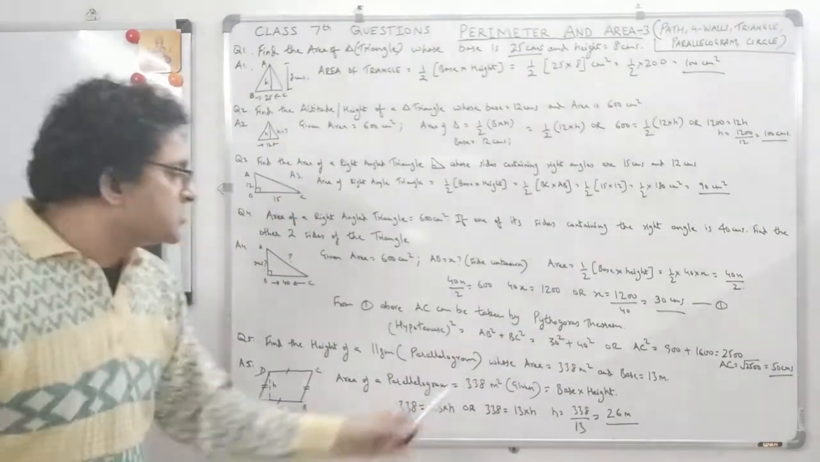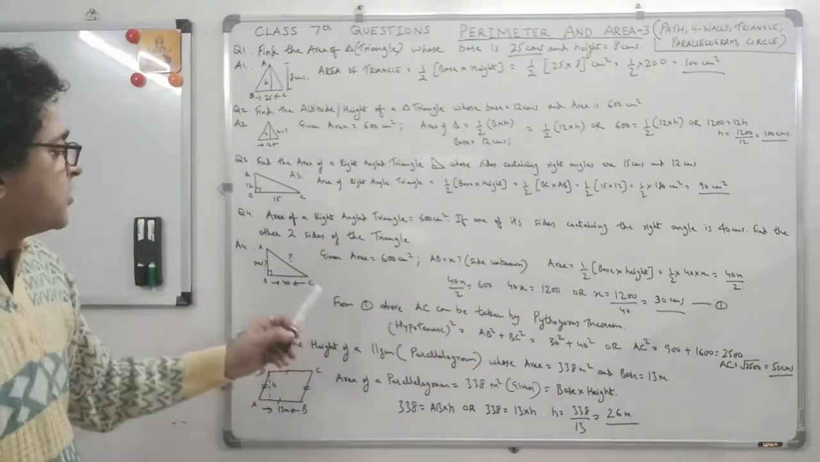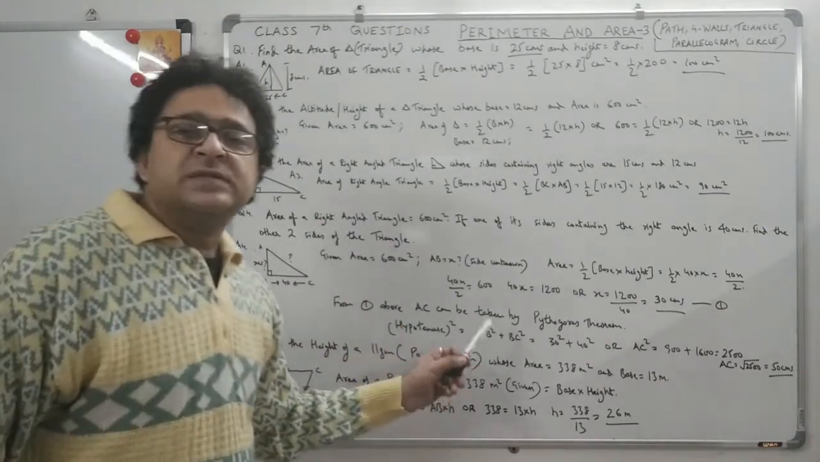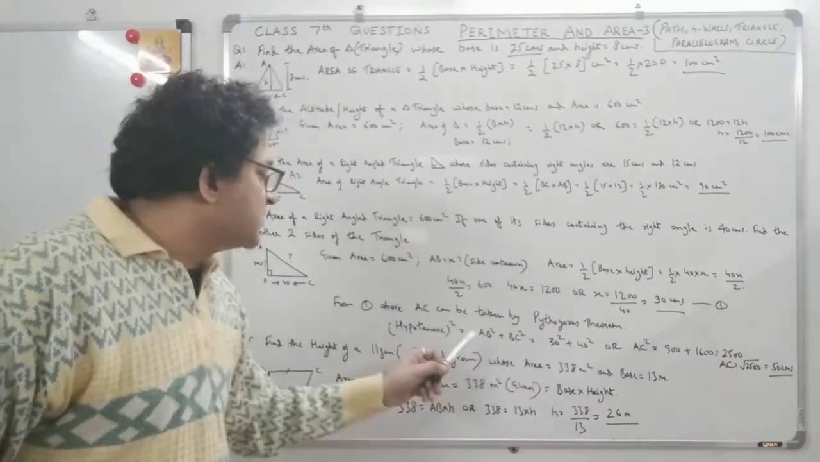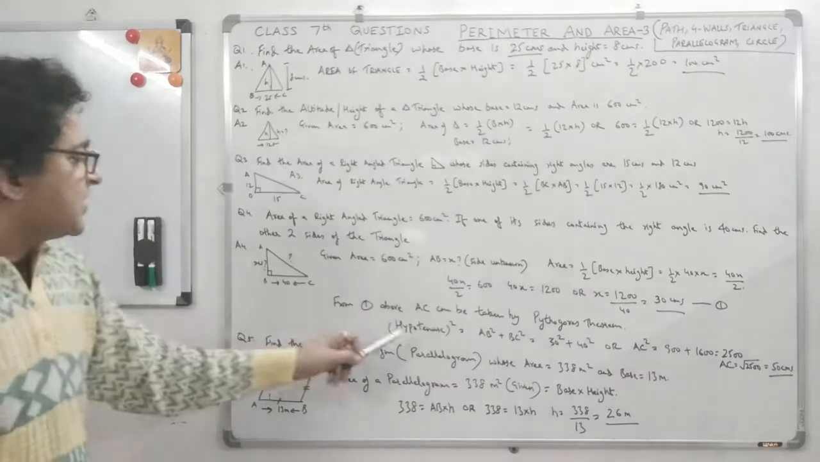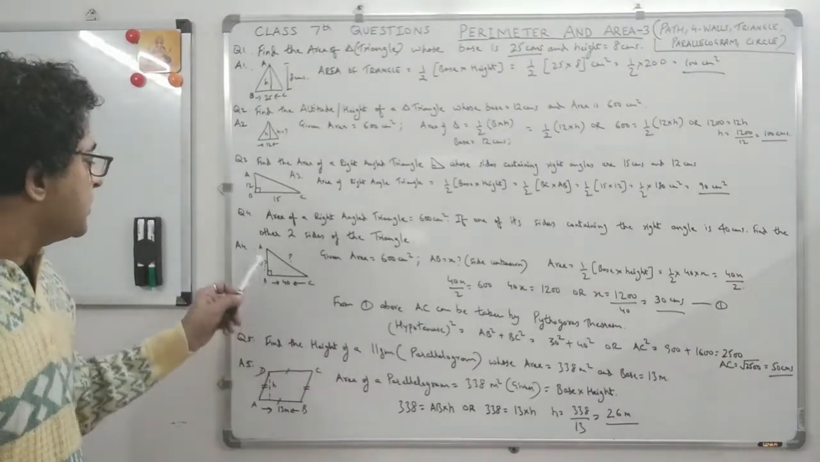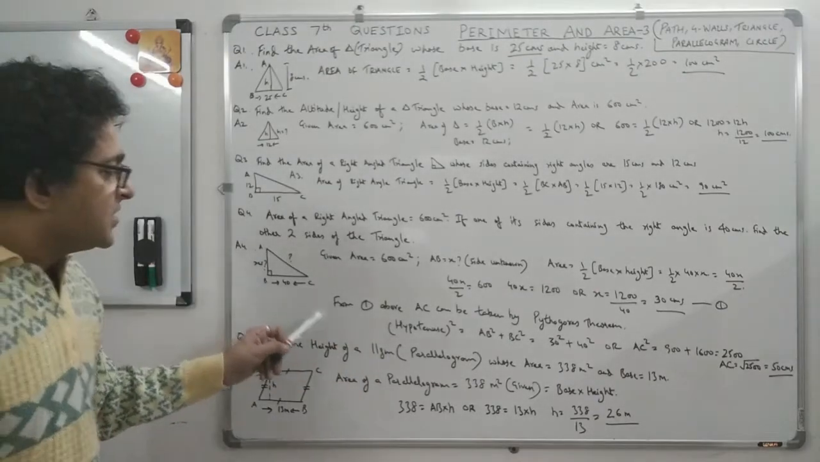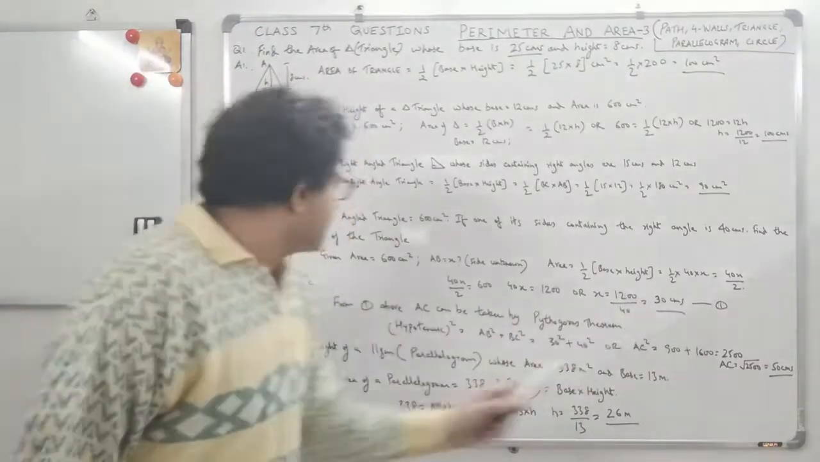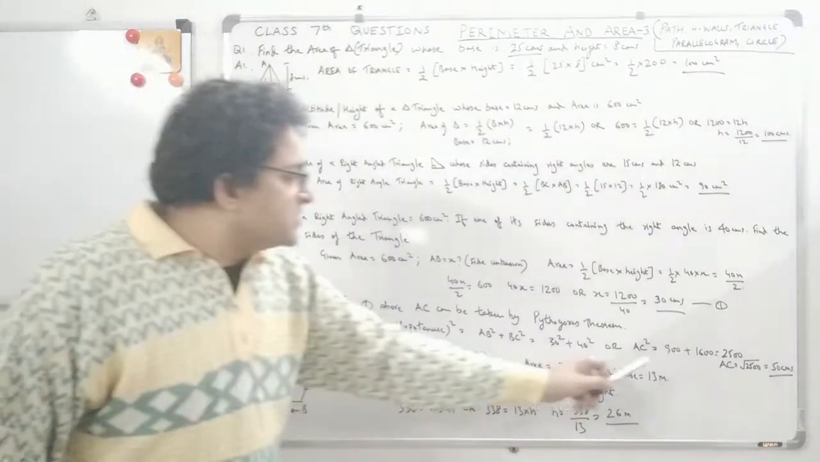So what does the Pythagoras theorem say? That the sum of the squares of the other two sides is equal to the hypotenuse square, which means hypotenuse square is equal to AB square plus BC square, right? Which is 30 square plus 40 square. 30 we did calculate from here, and 40 is already given.